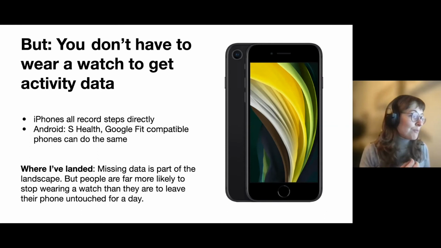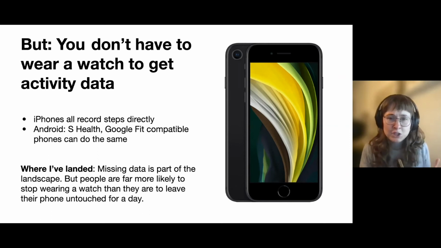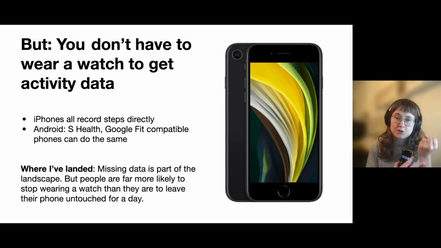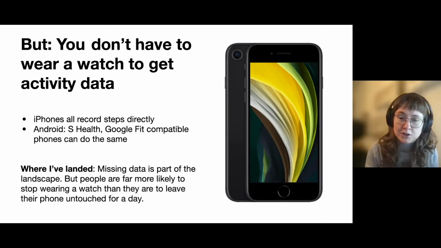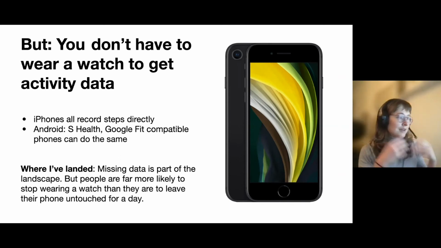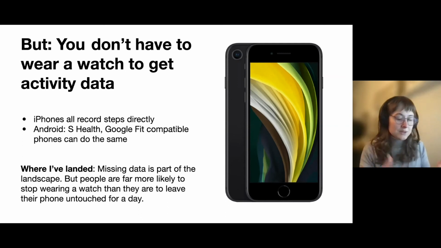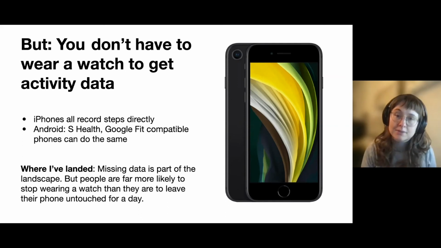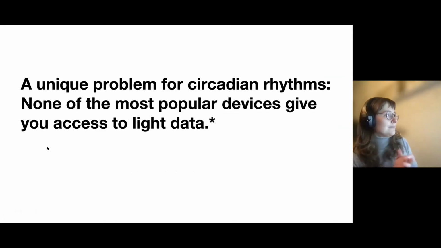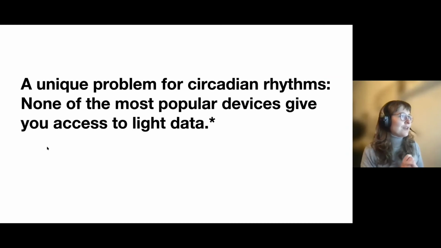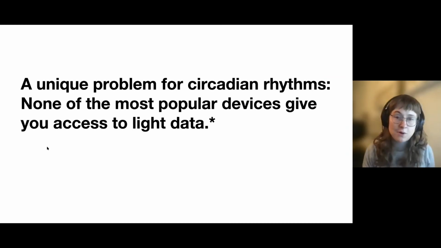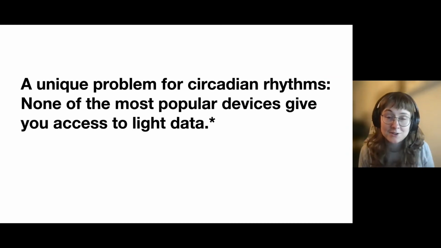So I'm a big proponent of using data from, you might call them nearables, things that aren't actually strapped to your body, but are giving a reflection of your activity patterns, because I think missing data is part of the landscape, and using something you always interact with as a proxy is going to be a better bet than relying on continuous watch wear. Okay, but a unique problem for circadian rhythms is that none of these devices are giving you access to raw light data, but there's an asterisk there, so I'm going to come back to this later.